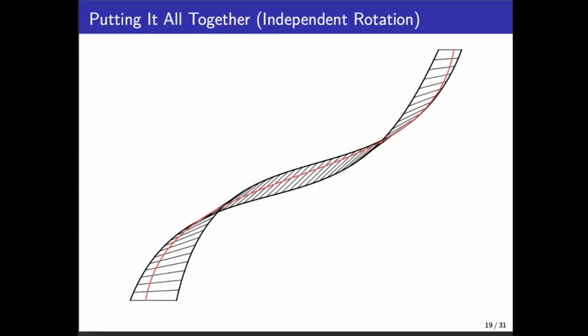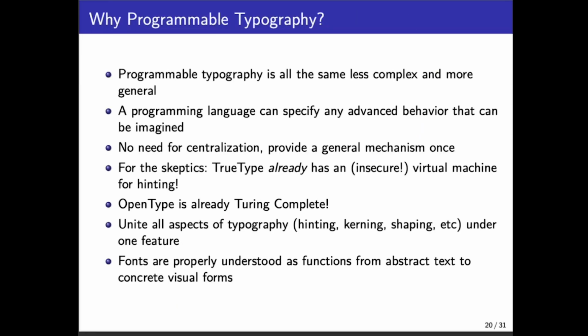So this is a graphics model, and my claim here is that this graphics model is strictly more expressive, at least for the kinds of glyphs that we care about in typography, than the Metafont model, or indeed the OpenType model. But now, why programmable typography? I already touched on this, but I think it's all the same, less complex and more general, because a programming language can specify anything that you can imagine as a program. But crucially, there's no need for centralization because we provided a general mechanism once.